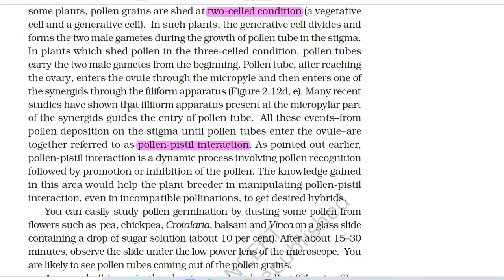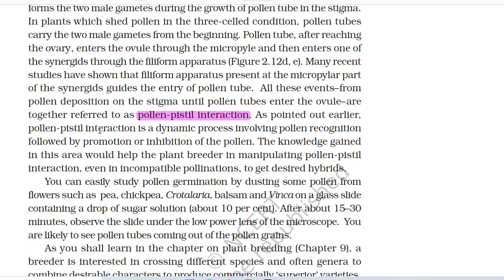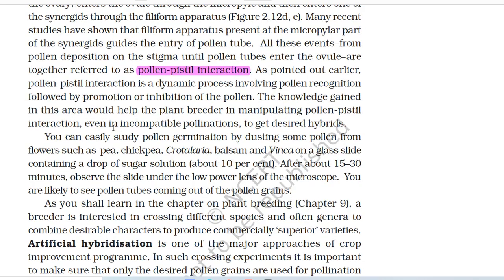The pollen tube, after reaching the ovary, enters the ovule through the micropyle and then enters one of the synergids through the filiform apparatus. Many recent studies have shown that the filiform apparatus present at the micropylar part of the synergids guides the entry of the pollen tube. All these events from pollen deposition on the stigma until pollen tubes enter the ovule are together referred to as pollen-pistil interaction.